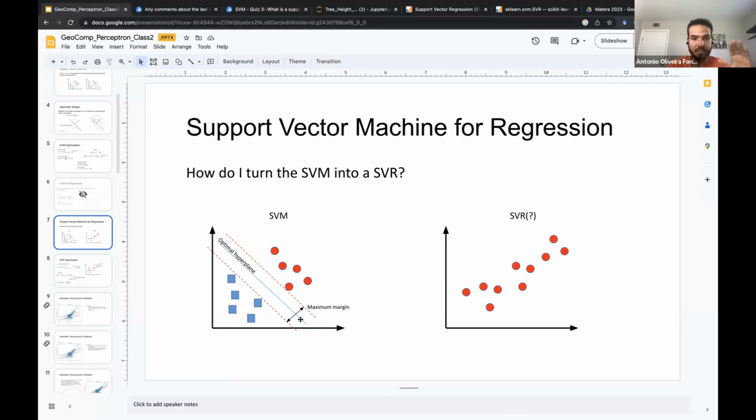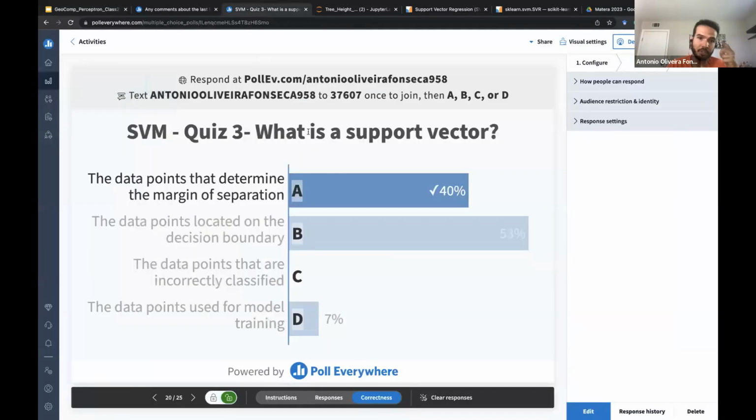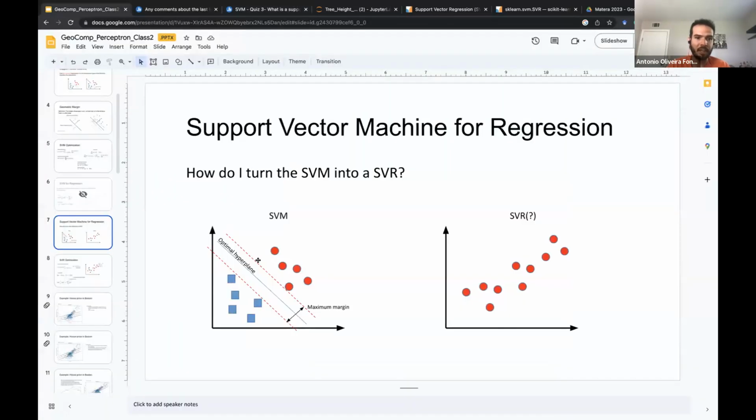So now the question. Again, keep in mind that this is the decision boundary, right? The question was, what's the support vector? The data points that determine the margin of separation, or the data points that are located on the decision boundary? If it was the data points located on the decision boundary, I would want the points to be here, right? That's not where the support vector is supposed to be. The support vector is supposed to be defining the maximum separation I get between the classes, right? Okay, so it's in the margin. Is that clear? Yeah, thank you.